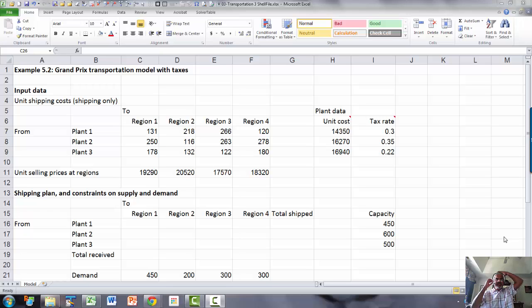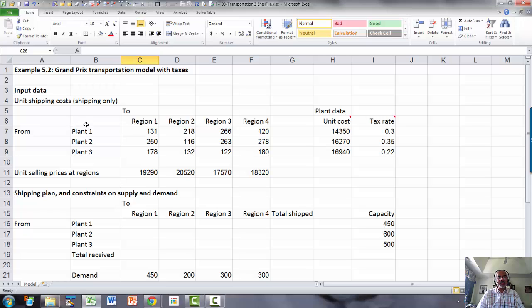Now we have the same transportation problem, but we're going to add an additional layer of complexity, and that would be that we have, instead of simply cost of transportation, the selling price, production cost, and the tax rate where the automobile gets produced, and we want to maximize after-tax profit.